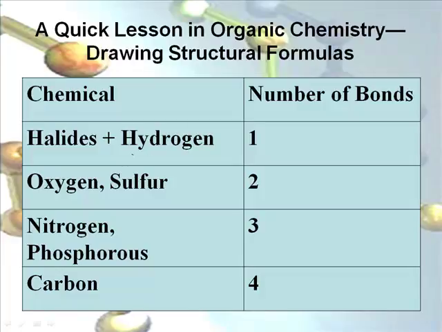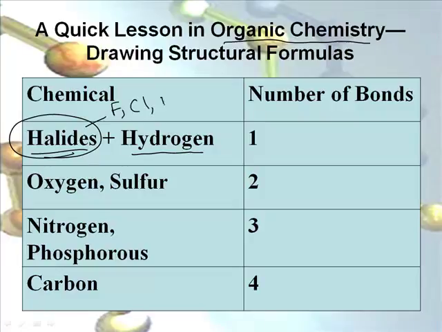Now, something we haven't really learned too much how to do, so we're going to do a really quick introduction to organic chemistry so that you can draw the bonds. A lot of students struggle with this. If you've got a halide, what's a halide? It's an ion from the halogens: fluorine, chlorine, bromine. It's the second to last column on the periodic table, not including the noble gases. Plus hydrogen, they basically need one bond. Oxygen and sulfur need 2. Nitrogen and phosphorus need 3, and carbon needs 4. You'll see why that's important in just a minute.